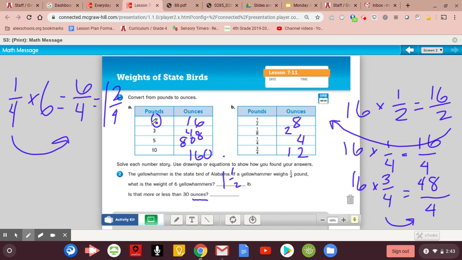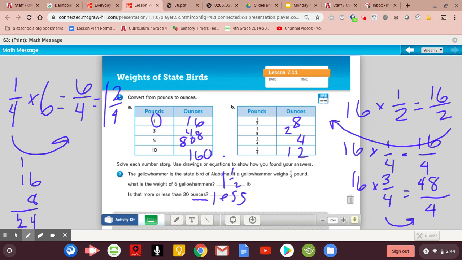And this is where you can use your chart. So 1 pound is 16 ounces. So I'm going to write that down. And the half a pound is 8 ounces. So I'm going to add 16 plus 8. And I know that 6 plus 8 is 14. I'm going to put my 4 and my 1. And then I have 24, because I have 2 over there. So 24. Is it more or less than 30 ounces? My answer is less, because 24 is less than 30.